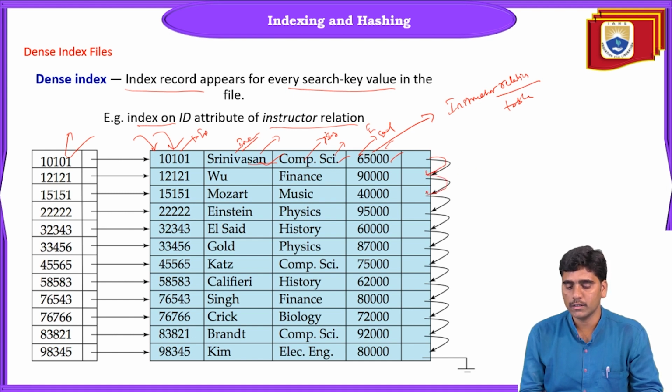Again, the next ID indicates what? Next ID, like the way till the last IDs. So this is all called what? Dense index. An index record appears for every search key value in the file. So each and every record I will forward to the next record.